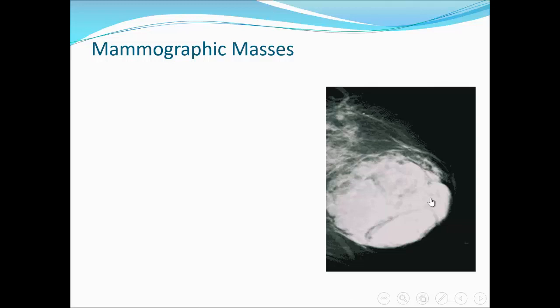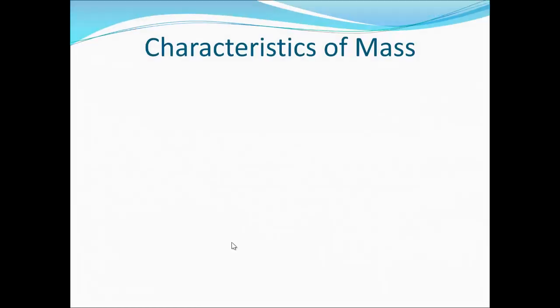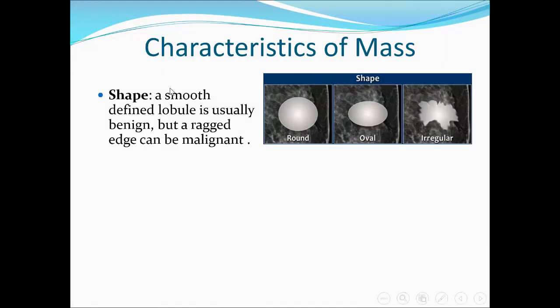Then we come to how to describe a mass on mammography. A mass is a localized collection of tissue. When we find a mass on mammography, how do we describe it? Regarding the shape, a smooth, well-defined lobule is usually benign, but a ridged edge can be malignant. So this is a rounded oval, and this is with benignity. Of course, there are exceptions, but mainly those are benign. The irregular mass is with malignancy.